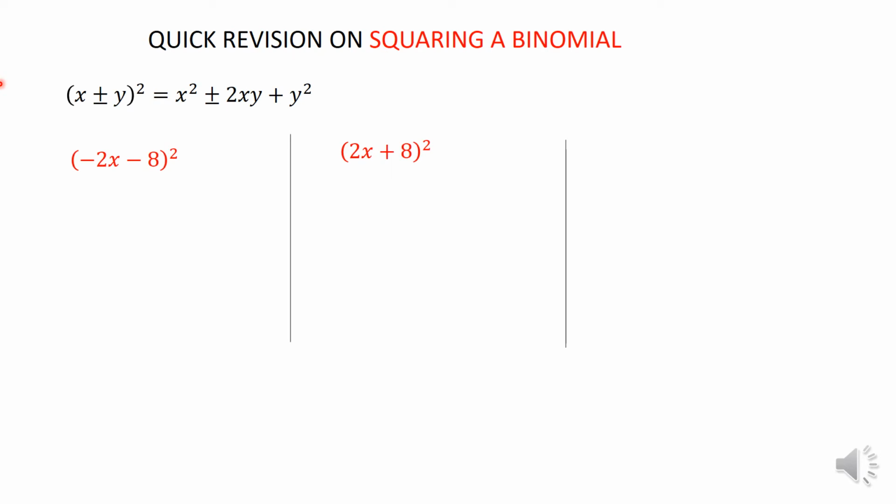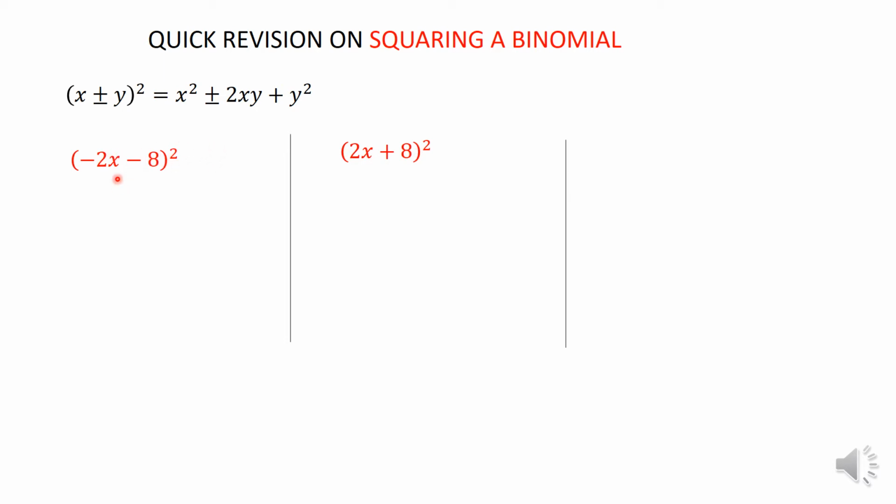Okay, before I get into solving or looking at those equations, I would want us to do some quick revision on some basic stuff. The first one I want to look at is squaring a binomial. Here I have negative 2x minus 8 squared and 2x plus 8 also squared, the quantity 2x plus 8 squared and the quantity negative 2x minus 8 all squared.